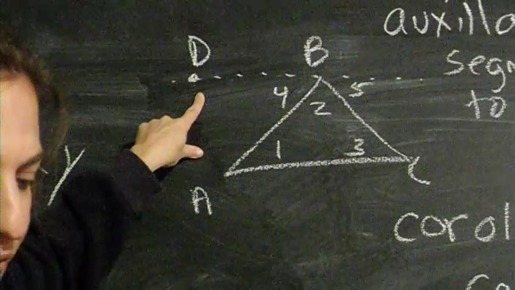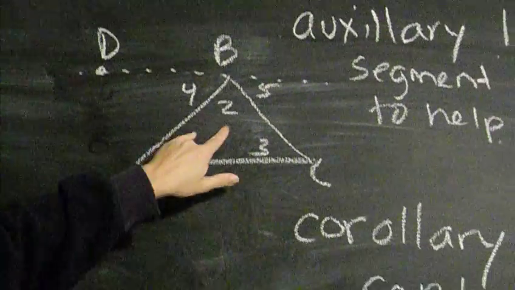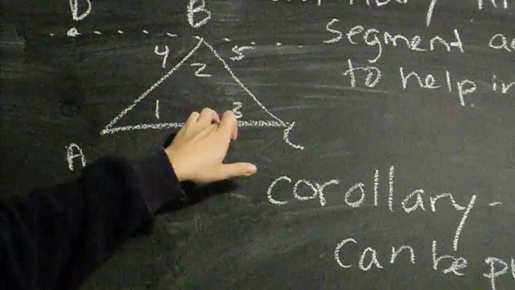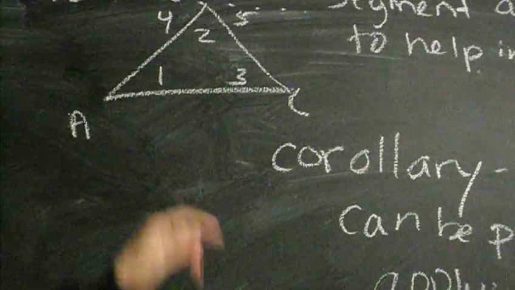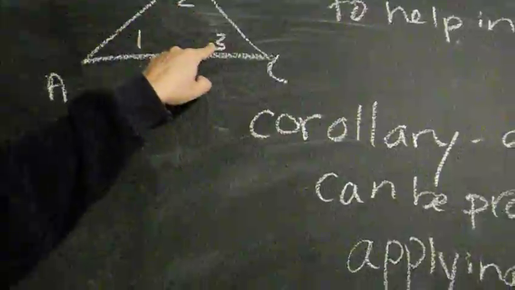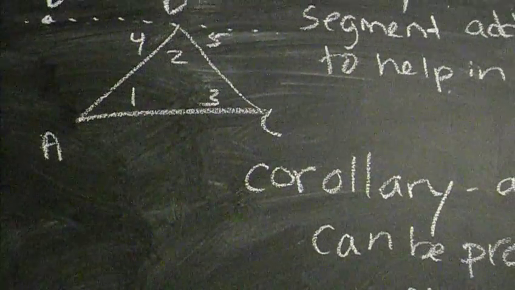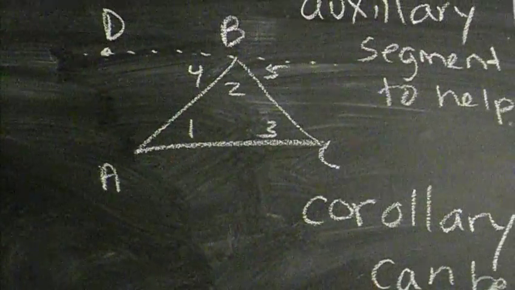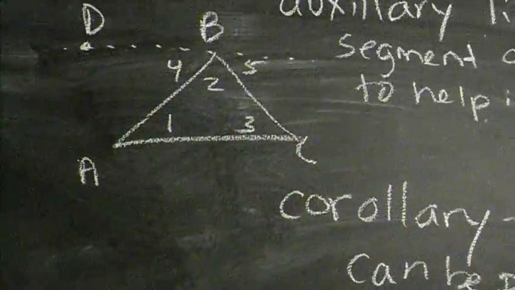Okay, the proof for that is there, but now you know that the sum of the measures of a triangle is 180. So if you add angle 1, 2, and 3 in any triangle, no matter what it is, all these triangles, they're always going to equal 180. Isn't that cool?